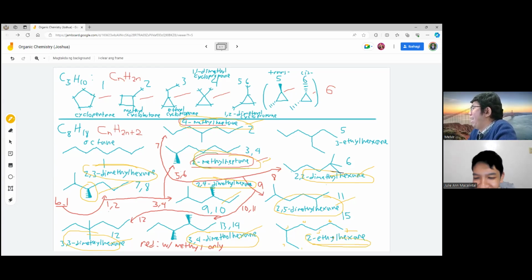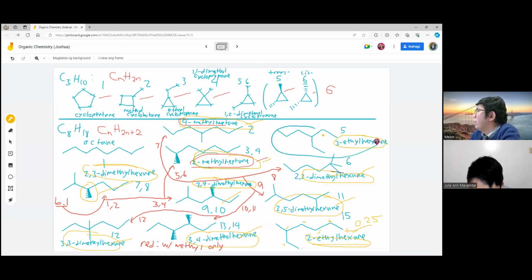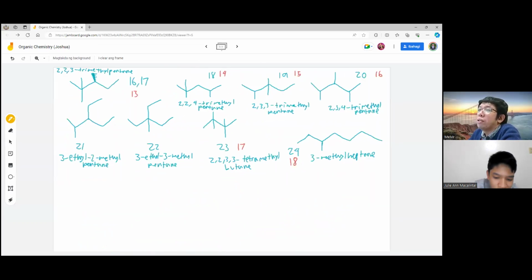0.25 mo. Hindi, I'll give you po. Oh, sige, 0.25. Parang nakuha rin po eventually. 3-methylheptane. 2-ethyl, 3-ethylhexane. Ayun, nakita ko na. Ethylhexane. Good. Tapos, 2,2,3-trimethylpentane. Ito yon. Check.